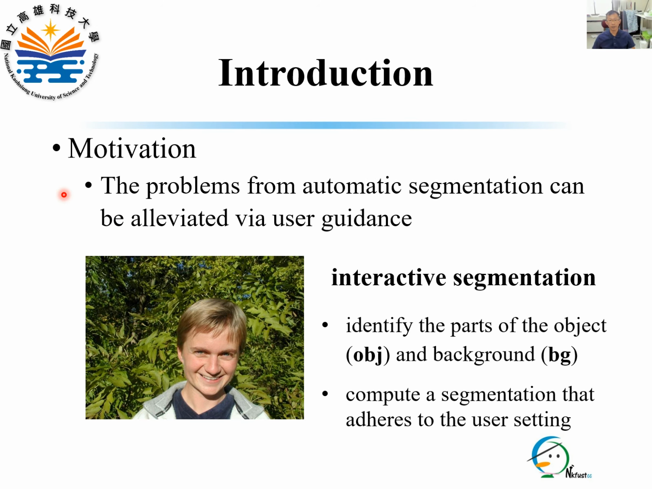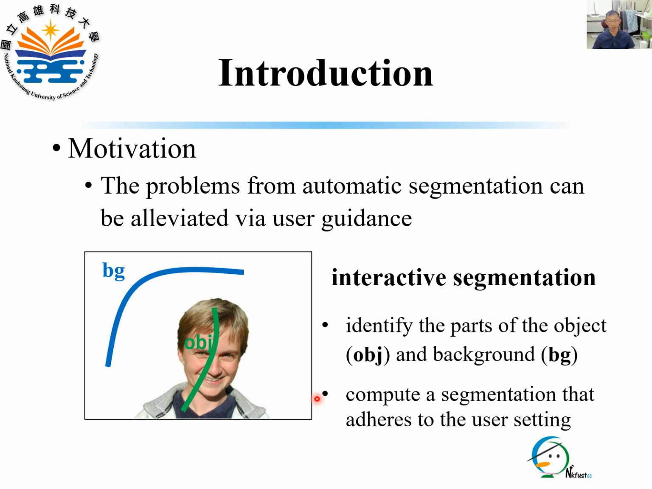Until now, fully automatic segmentation is still a top problem in computer vision. Fortunately, its difficulty can be alleviated via user guidance. The algorithm that performs segmentation based on user guidance is called interactive segmentation. Firstly, the user identifies the parts of the object and the background in the image. Then, the algorithm computes a qualified segmentation that adheres to the user setting.